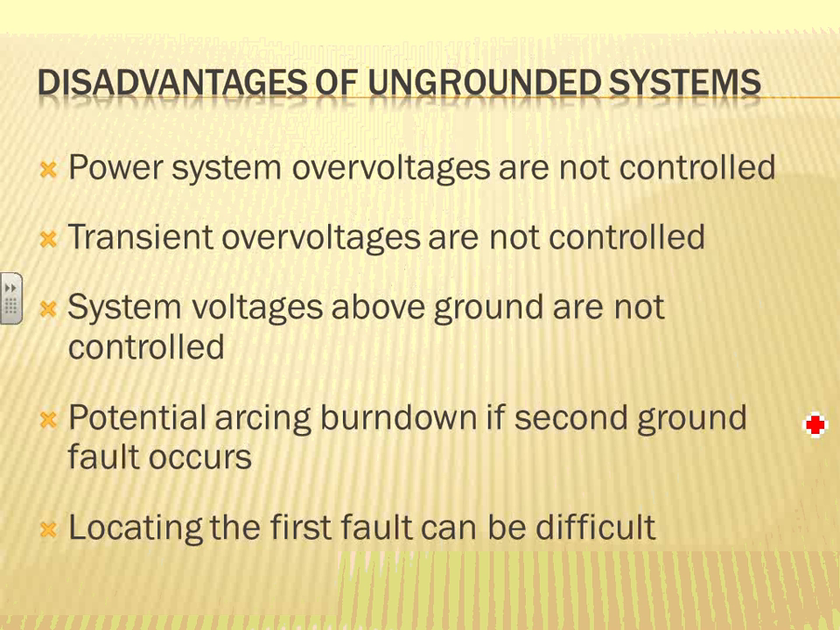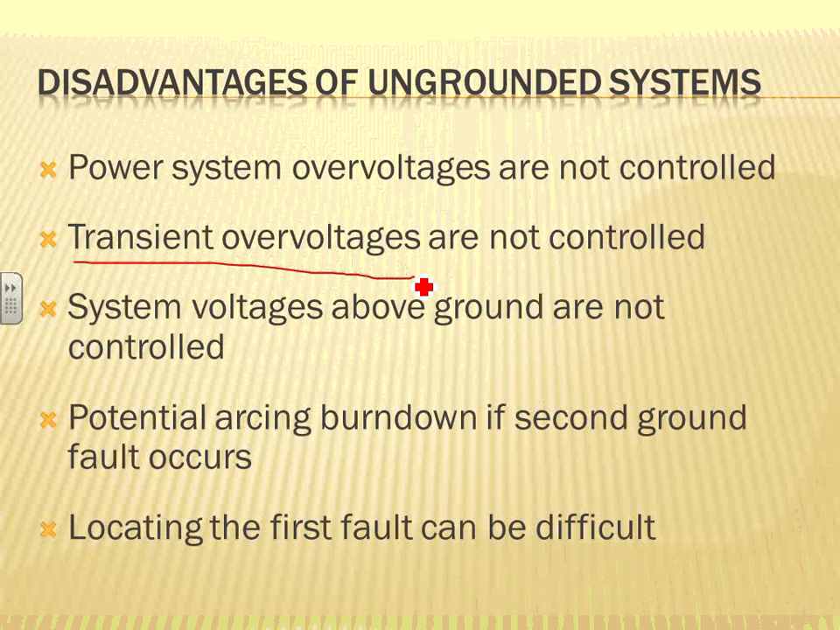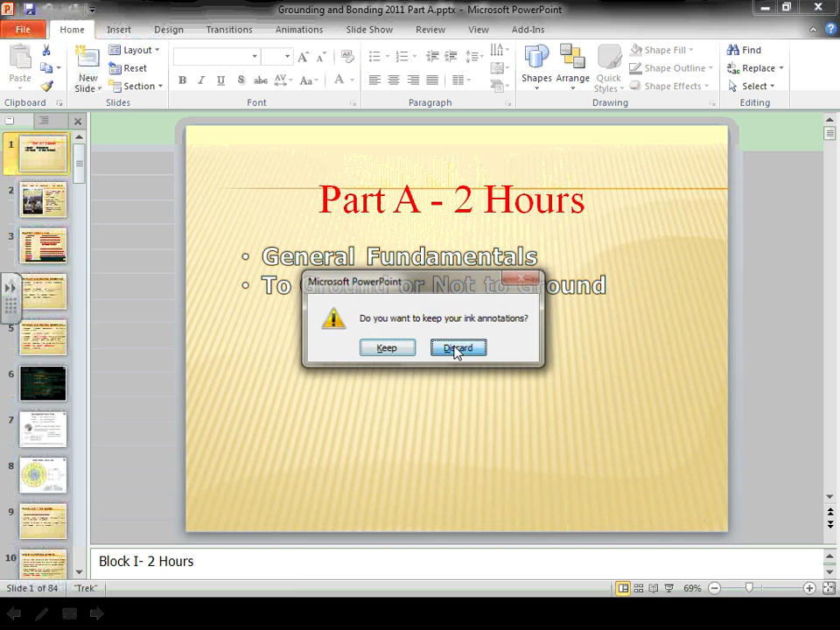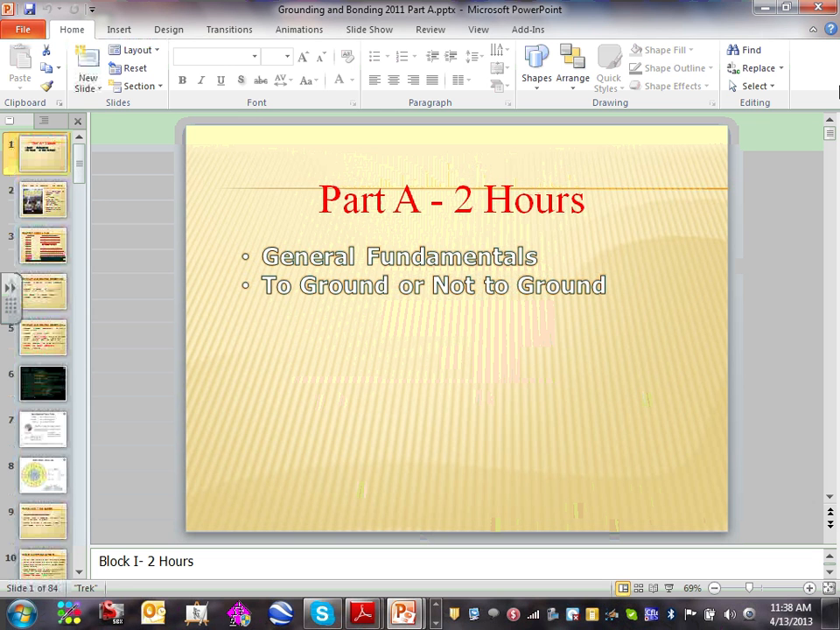Okay, disadvantages of an ungrounded system, guys. Transient voltages are a killer. A lot of systems have transient overvoltages that are not controlled. Overvoltages are not controlled in the power system. System voltage above ground is not controlled. Potential arcing, and location of the ground fault is difficult. Now with technology it's really not hard to do. That's the ungrounded system, and that's basically it. Any comments, guys? Any questions? Any comments about the grounded system?